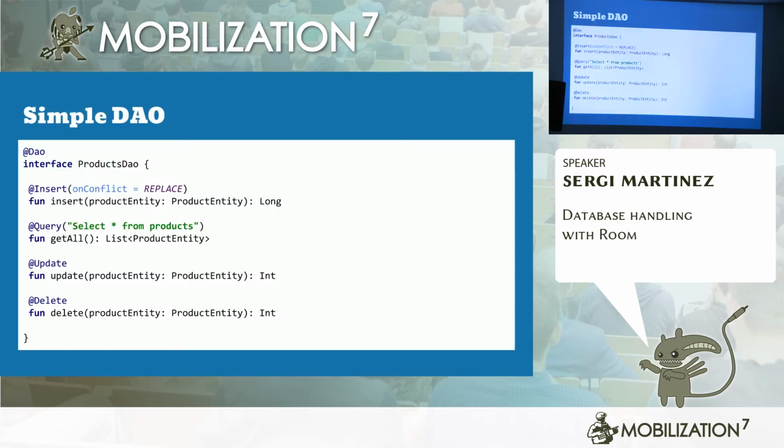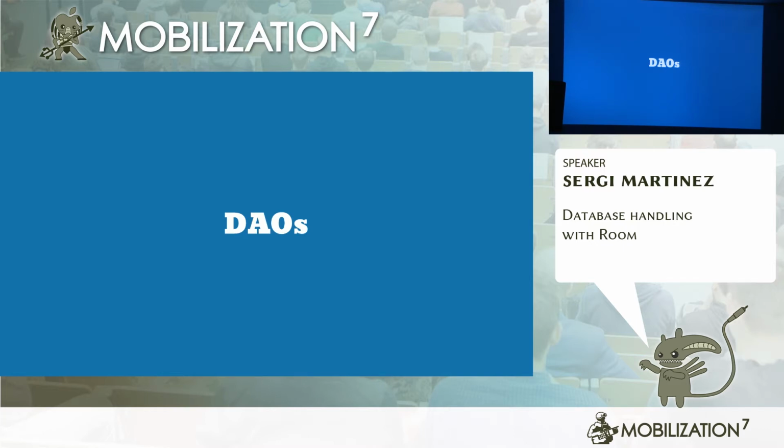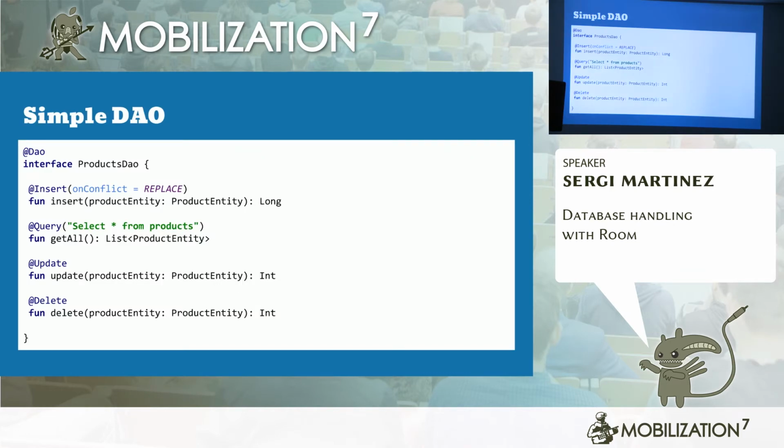Okay. Sorry. That's all about entities. They're not complex, it's just a bunch of annotations. DAOs, data access objects. The data access object is an interface where we establish all the operations that we want to do. This is a simple case.